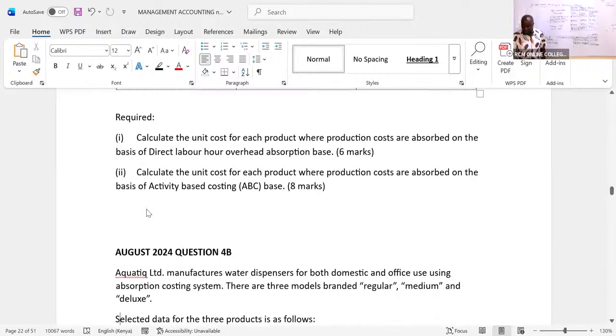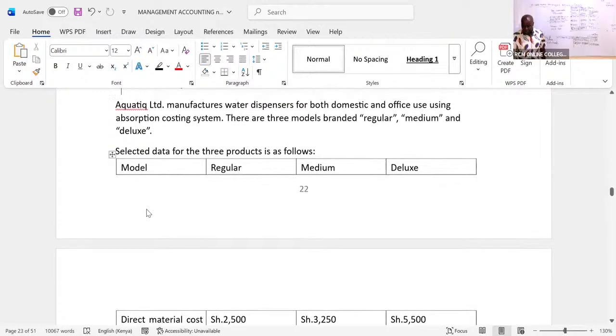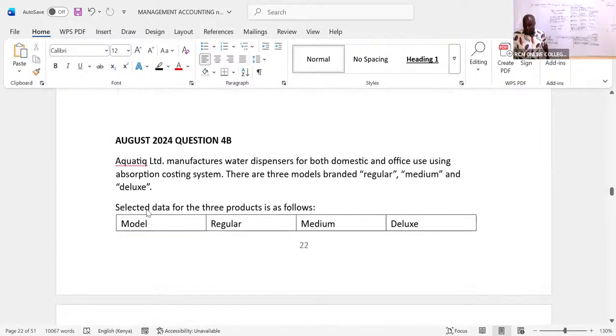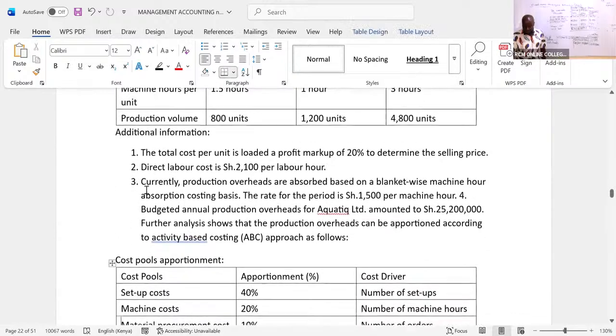So then the homework I'm giving you is August 2024, question number 4. The question of aquatic. August 2024, question number 4. Please finish doing that question. And then ensure that you are posting your answer on WhatsApp.